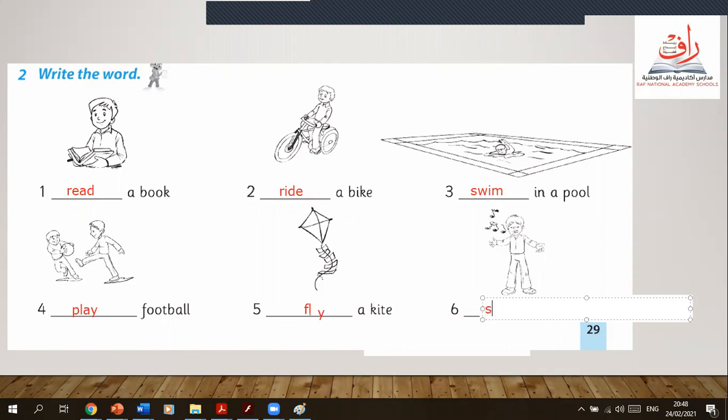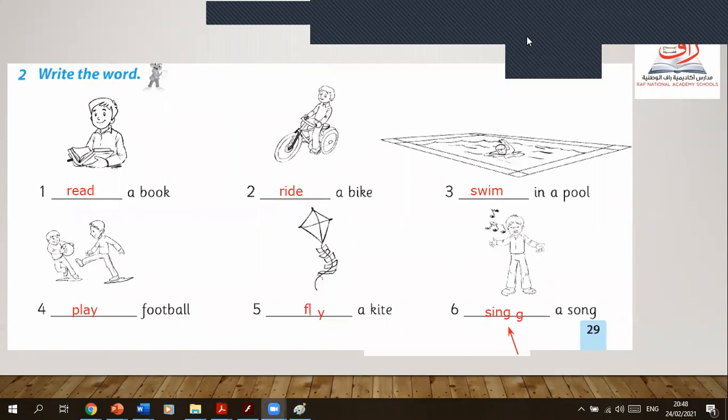what is he doing? Sing, excellent. Sing what? A song. And the G also, we should take the G down the line. Okay, the G. I will write G again to show you how we can write to get down, almost a little bit down. Okay, sing a song again. Sing a song.